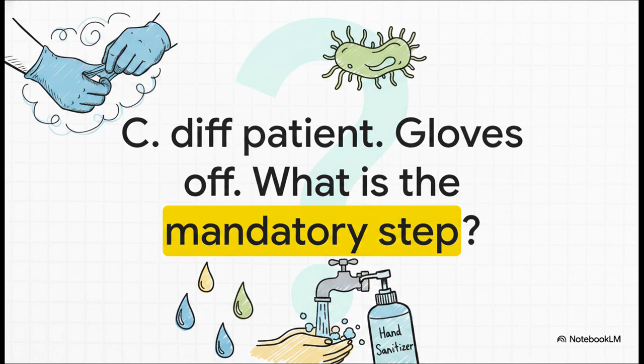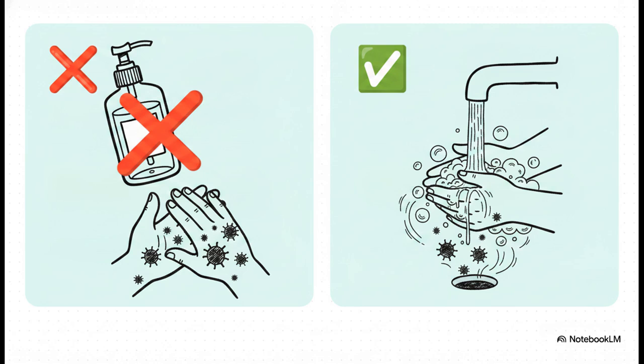Listen to this vignette. A patient is admitted with severe diarrhea and tests positive for C. difficile. You finish examining them and remove your gloves. What is your next mandatory step? Take a second. Think you got it? And this brilliantly illustrates one of the most frequently tested rules in all of medicine. If you chose alcohol-based hand gel, you just failed the question.